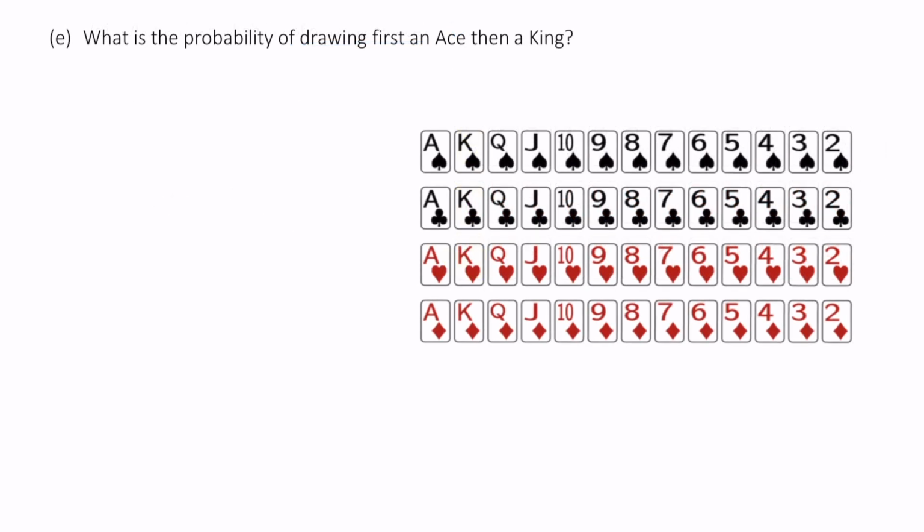Part E. What is the probability of first drawing an ace, then a king? So this assumes 2 draws, and I'm going to name my events. A is draw an ace, and K is draw a king. What we're looking for is the probability of drawing first an ace, then a king, which we can write as the probability of drawing a king, given that we've already drawn an ace.